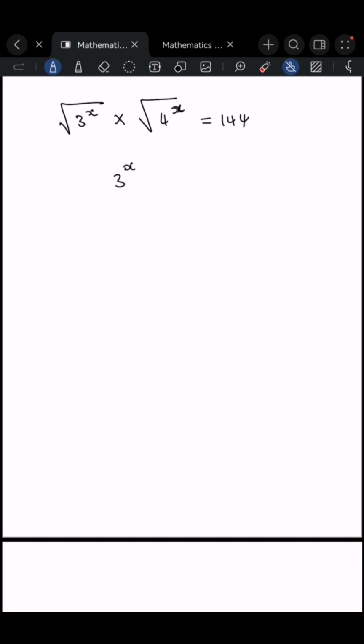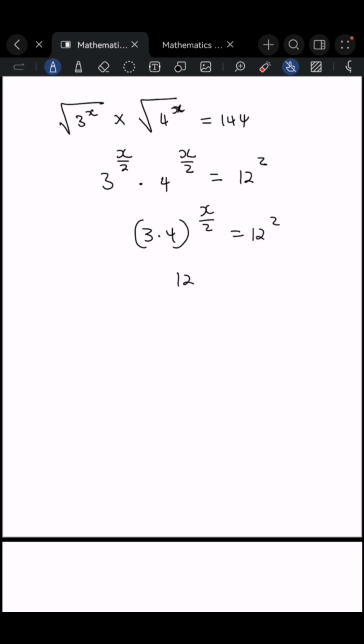We have 3 to the x over 2 times 4 to the x over 2 is equal to 12 squared. Alright, what we have is 3 times 4 to the x over 2 is equal to 12 squared. Therefore 12 raised to the power of x over 2 is equal to 12 squared. X over 2 should be equal to 2. Therefore x is equal to 4.